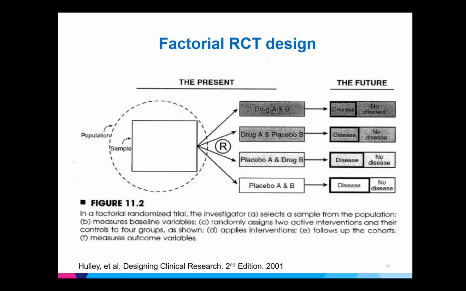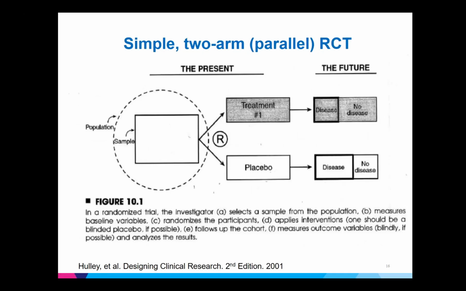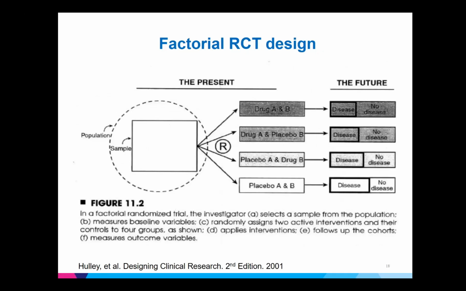And then the Factorial RCT is an even better RCT. And I guess this is where I pause, because this is one that not a lot of people are familiar with. What's the difference between the Factorial RCT and the simple 2-arm? Who wants to take that on?